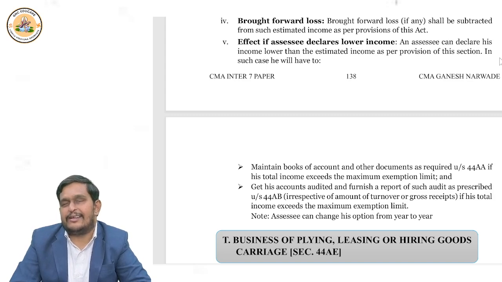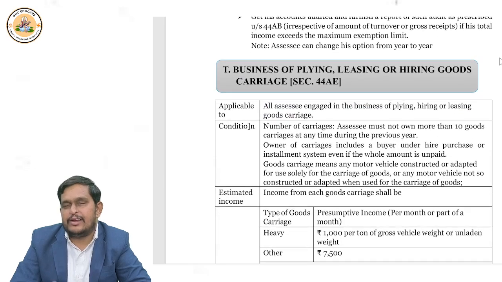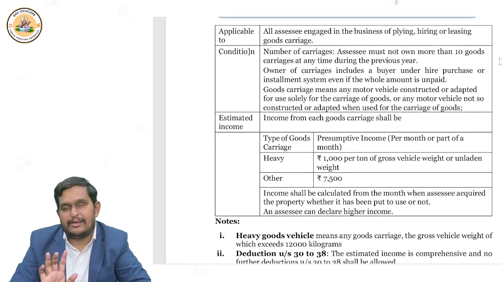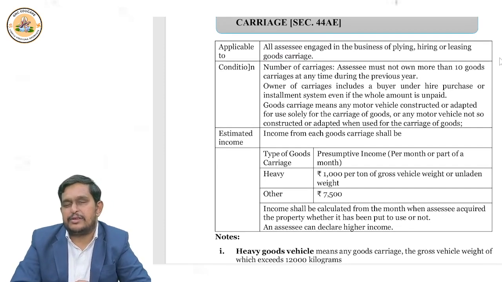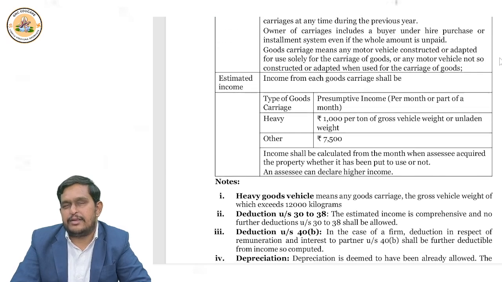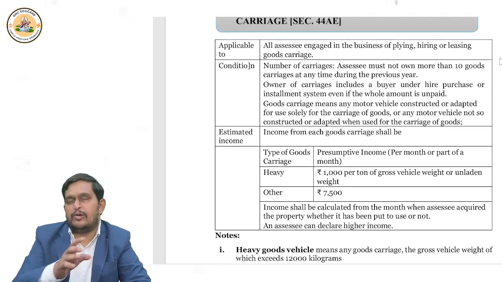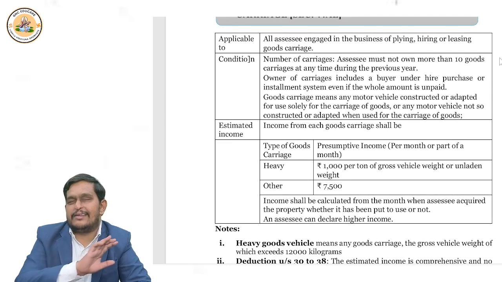Which assessee? The assessee who is into plying, hiring, leasing goods carriage vehicles. How many vehicles should be there? Not more than 10. Now, did you purchase the vehicle on hire purchase basis or on installment basis? Did you pay the amount? Did you not pay the amount? All this doesn't matter.